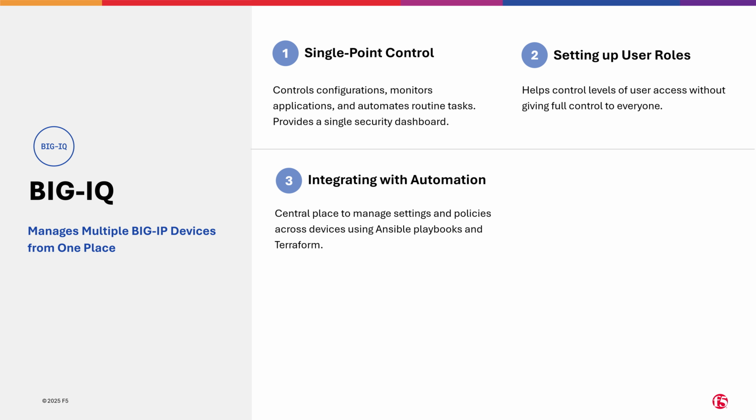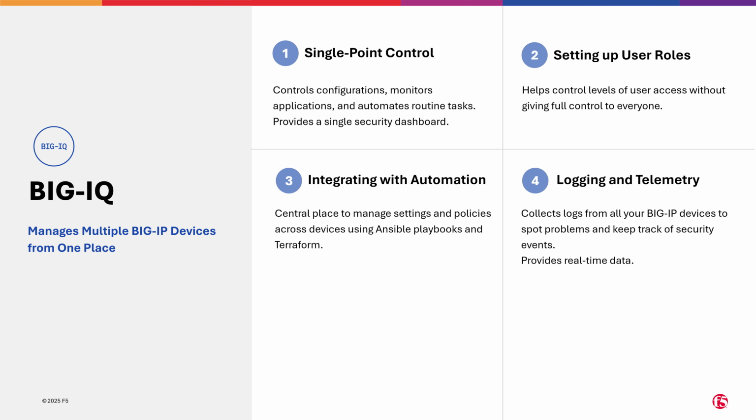Terraform is often used to set up the BIG-IQ system and connect it to BIG-IP devices by defining the infrastructure and network settings in code. These tools work with BIG-IQ's version control features to keep track of changes. After running your automation, you can check the BIG-IQ dashboard to confirm that updates were successful. If anything fails, you can roll back to the last known good configuration.